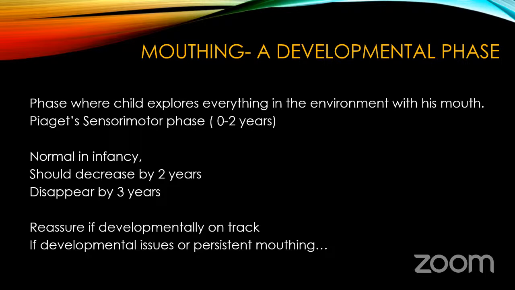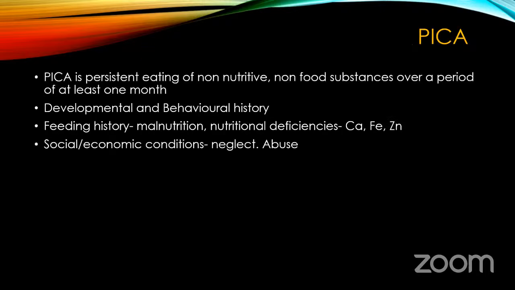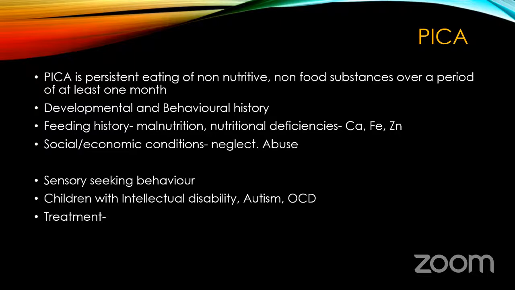But obviously, if mouthing is persistent or developmental issues are there, then we are thinking about pica, which is persistent eating of non-food substances, more than 1 month duration. We are going to ask about a developmental and the behavioral history. There can be nutritional deficiencies or neglect and abuse in the family.